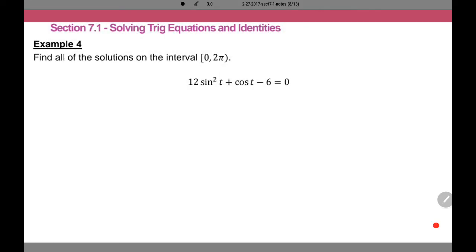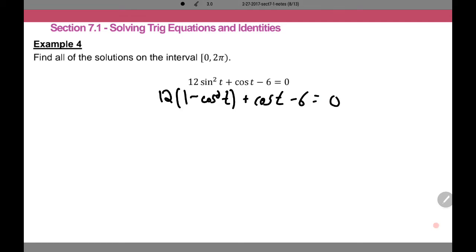Sometimes we'll have sine squared and cosine in the equation, which is what we have here. So we got 12 sine squared of t plus cosine of t minus 6 equals 0. Again, it looks quadratic, but there's a little thing we got to realize. I can't do this if I don't have both of these being sine or both of them being cosine. Luckily, you should already be thinking, okay, I've got sine squared, I can change that into something with cosine squared using our Pythagorean identity. So sine squared can become 1 minus cosine squared. And then I got plus cosine of t minus 6 equals 0.